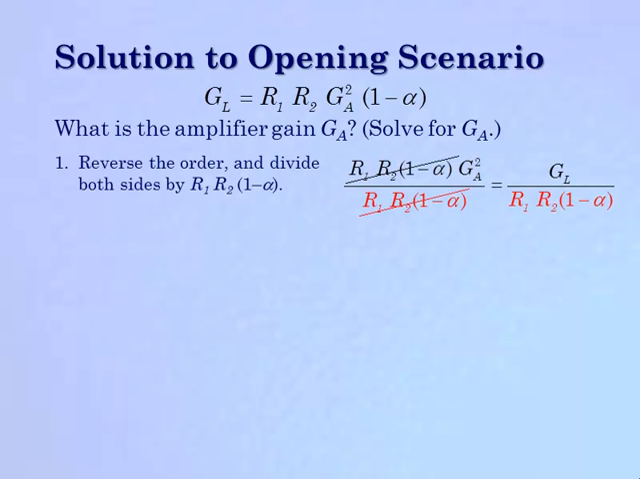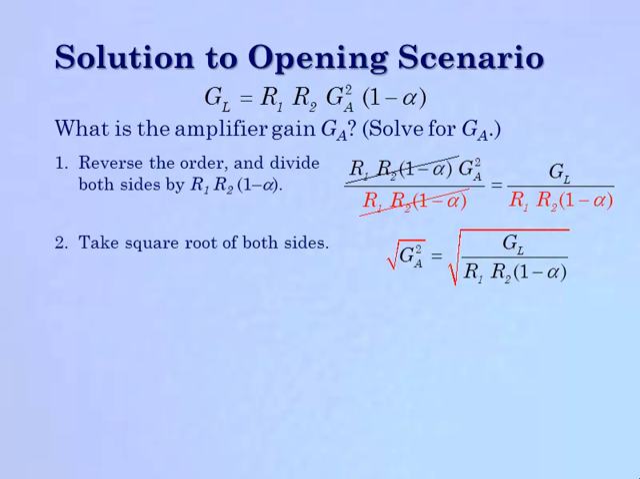First thing that you can do is reverse the order, so we can get g sub a on the left side, so that'll just help us out on the end. And then we'll divide both sides by r sub 1 by r sub 2 times 1 minus alpha, because that's what's multiplying g sub a. So that'll leave g sub a squared all by itself. And then on the right-hand side, since we've divided g sub l by the same expression, we'll end up with g sub l over r sub 1 r sub 2 times 1 minus alpha.